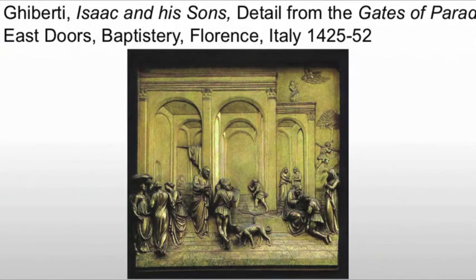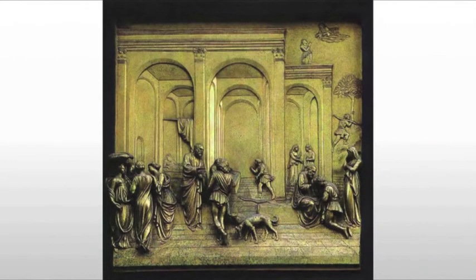Now here, Ghiberti retains the narrative method of depicting several images in a single frame. And what we see is the women in the foreground are there to attend the birth of Esau and Jacob happening in the background. In the central foreground, we see Isaac sending Esau and his dogs to hunt game. In the right foreground, Isaac blesses Jacob as Rebekah looks on.